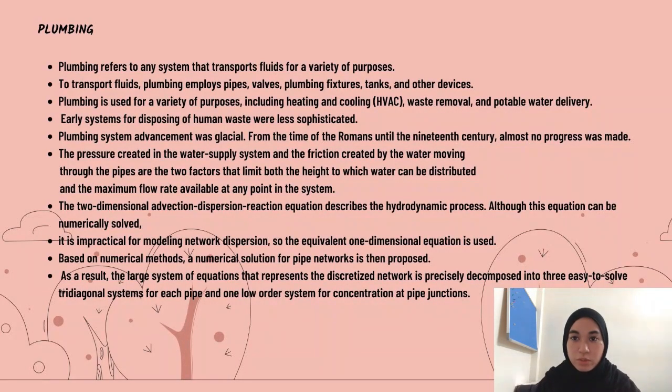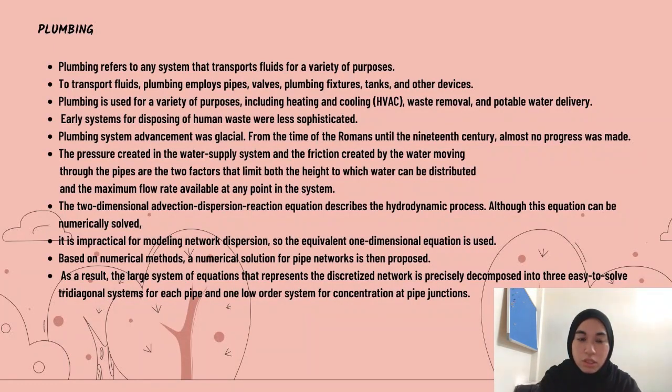Second is a plumbing, which is a plumbing refer to any system that transport fluid for a variety of purpose. To transport fluid, plumbing employ pipe, valve, plumbing fixtures, tank and other device. Plumbing is used for a variety of purpose including heating and cooling, waste removal and portable water delivery. A lift system for disposing of human waste were less sophisticated. Plumbing system advancement was glacial. From the time of the Roman until the 19th century, almost no progress was made.